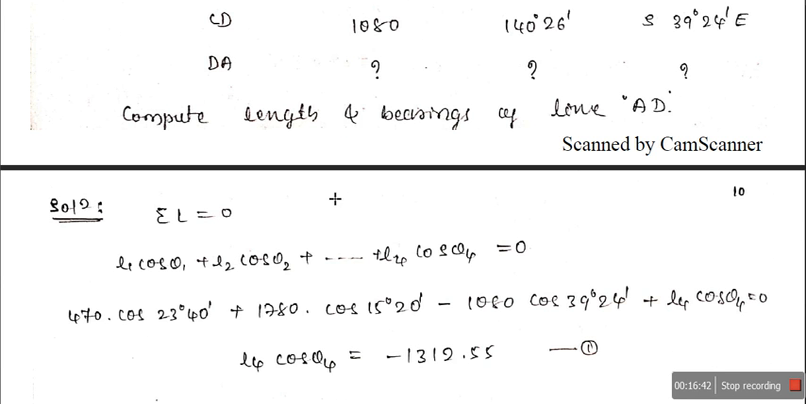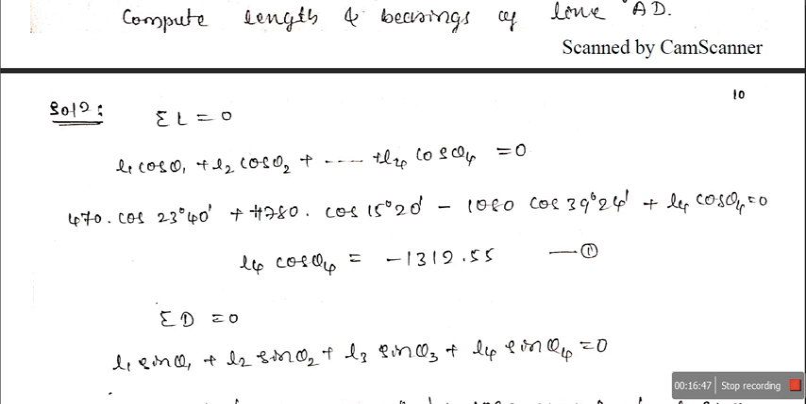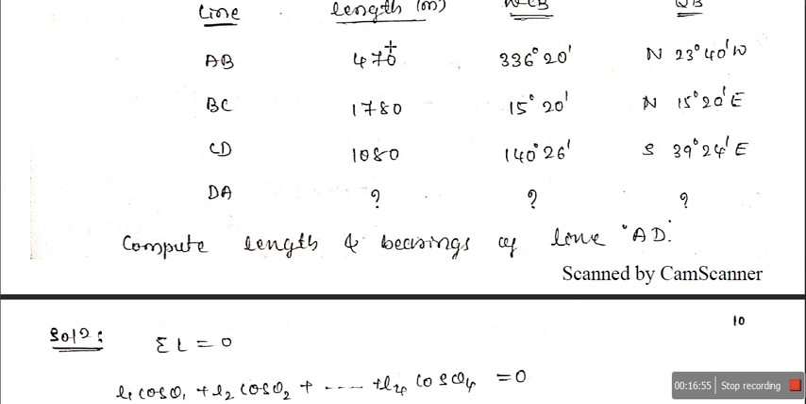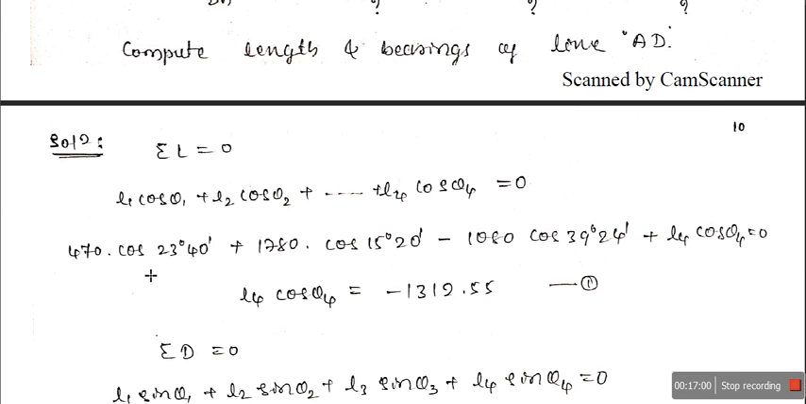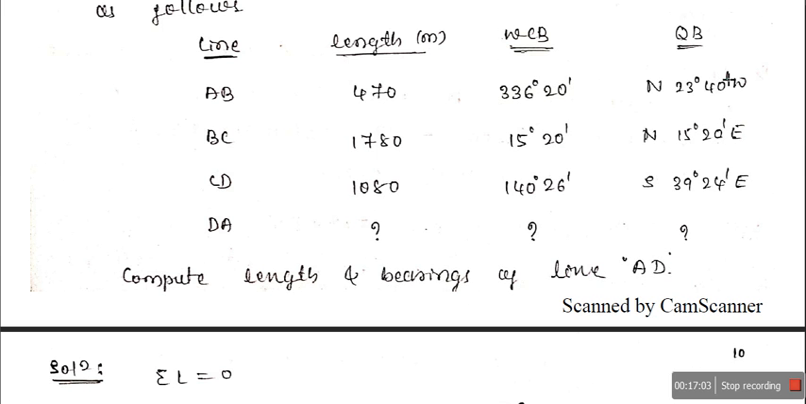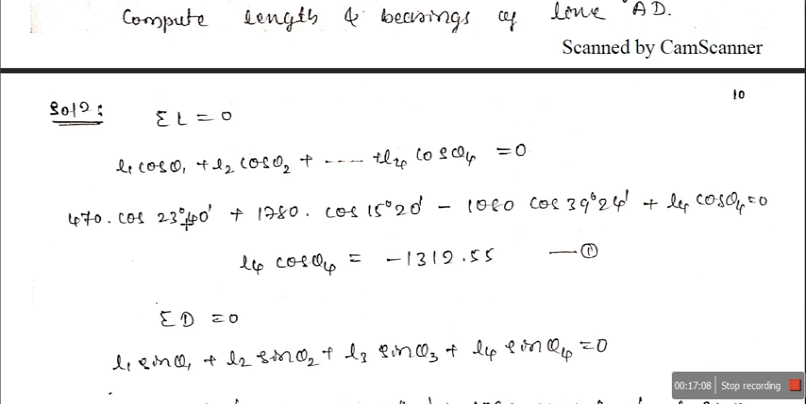Okay, so it is very simple. First step of the solution: the summation of L is equal to 0. Put in all the values. Here L1 is 470, theta 1 is 336 degrees 20 minutes. Here, instead of writing that, I have written it in the form of quadrantal bearing. You can write the whole circle bearing directly also. For your reference, I am writing the quadrantal bearing. Why I am writing it, I will tell you later.